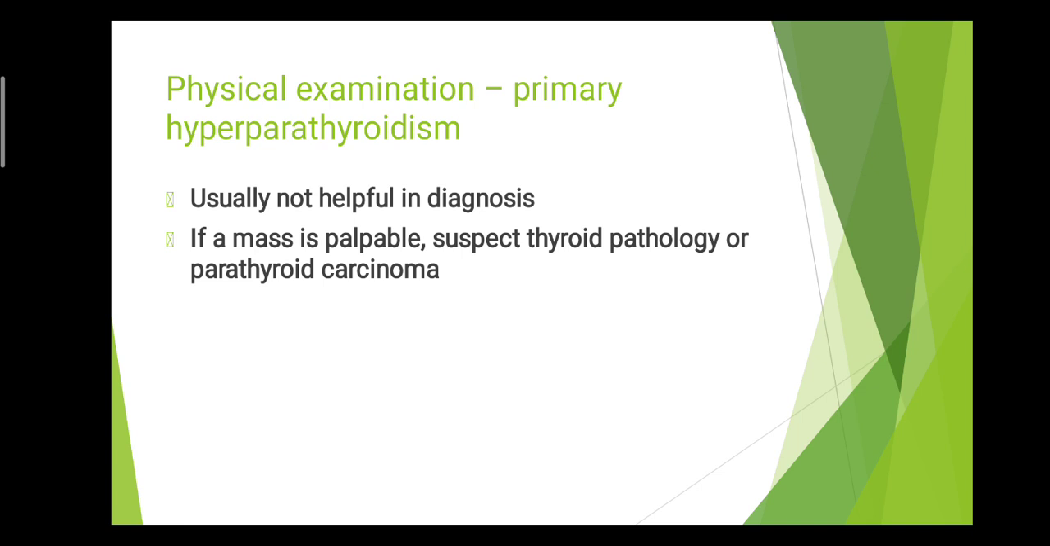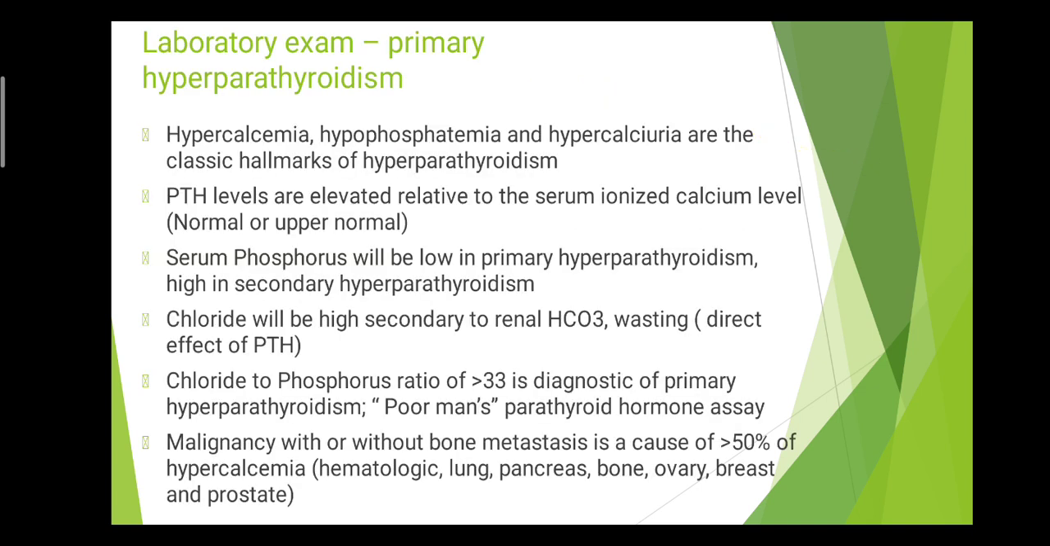Physical examination is usually not helpful in diagnosis. If a mass is palpable, suspect thyroid pathology or parathyroid carcinoma. Coming to laboratory examination, hypercalcemia, hypophosphatemia, and hypercalciuria are the classic hallmarks of hyperparathyroidism. Parathormone levels are elevated relative to the serum ionized calcium level, though they can be abnormal or upper normal.